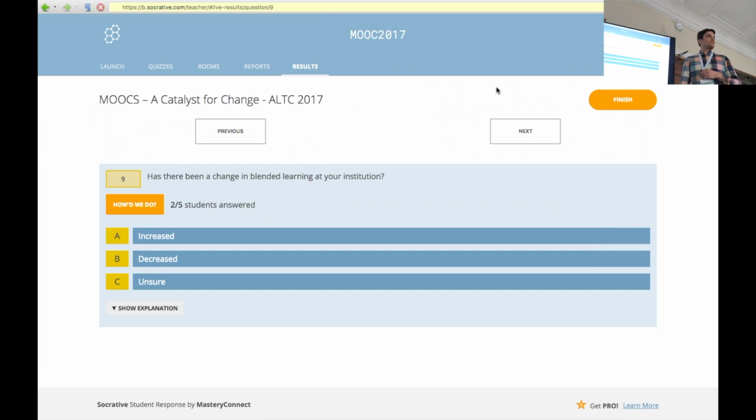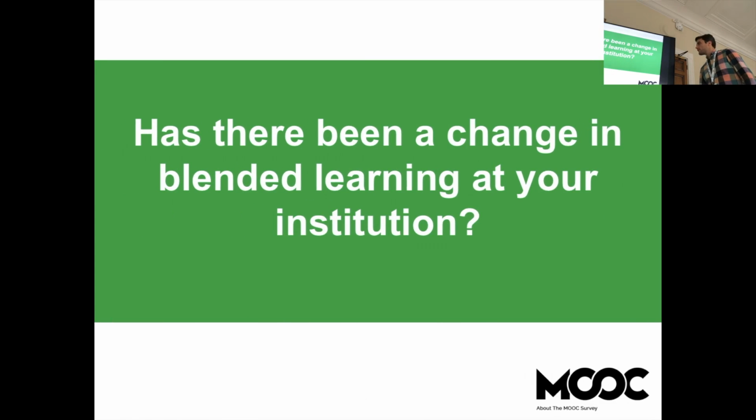Is that because of MOOCs or just generally? However you want to interpret it. Okay. So some people said increased, most people were unsure, nobody thinks it's decreased. So the overall trend is a slight increase.